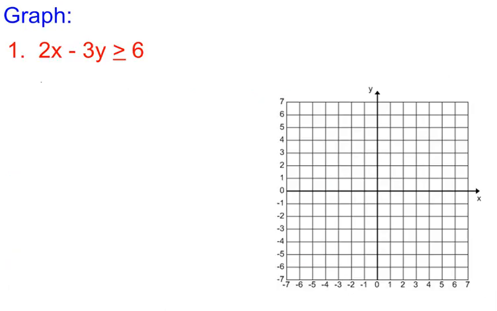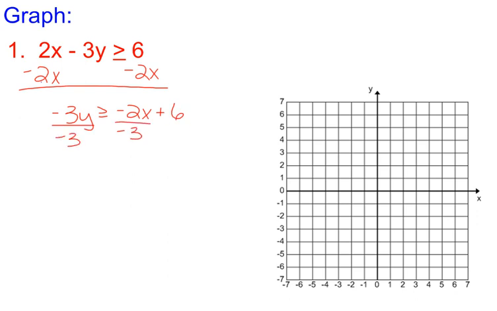Our first problem is to graph this line. We could graph this using intercepts because it's in standard form, but I will show you how to graph it using slope-intercept form since that's what most students prefer. So first I would need to get the y by itself by subtracting 2x from both sides. And then I'm going to divide everything by -3.